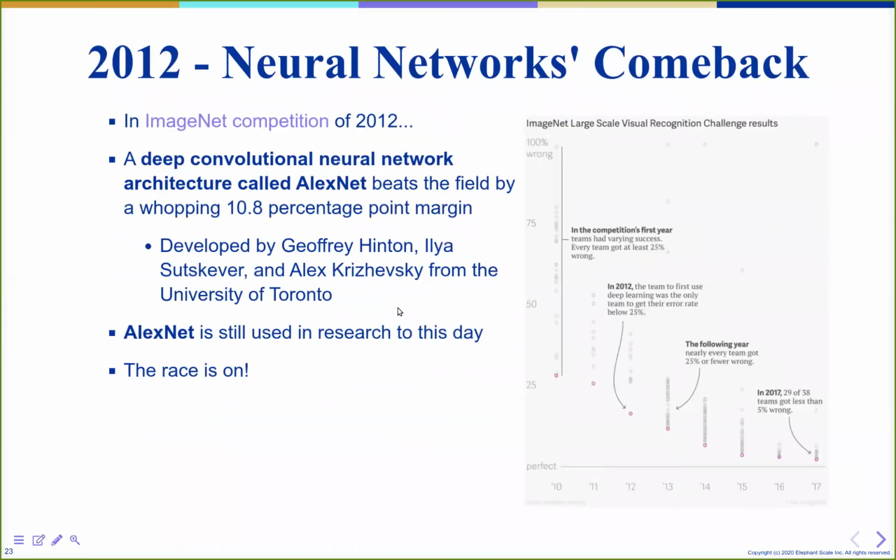In 2012, there was a competition called the ImageNet competition. Algorithms are shown a bunch of images and are supposed to recognize what the images are: is it a house, is it a car, is it a boat, things like this. One algorithm really beat everybody else by at least 10 points. I was like, wow, what's going on? How come this algorithm is so good?